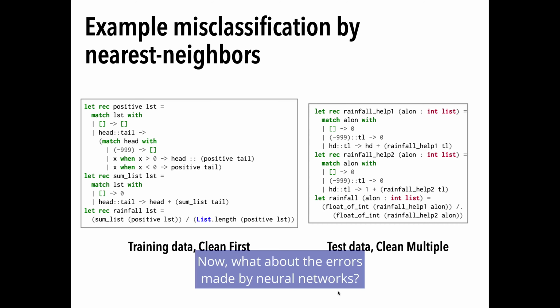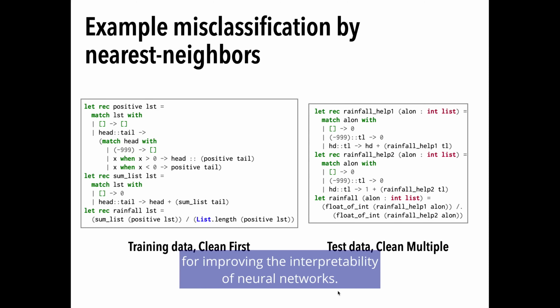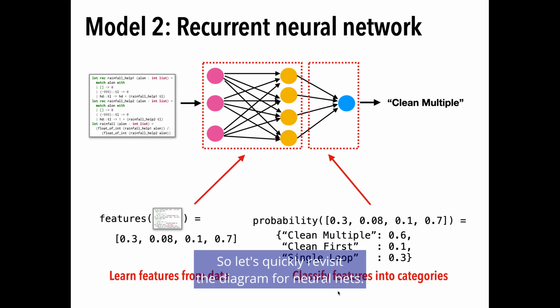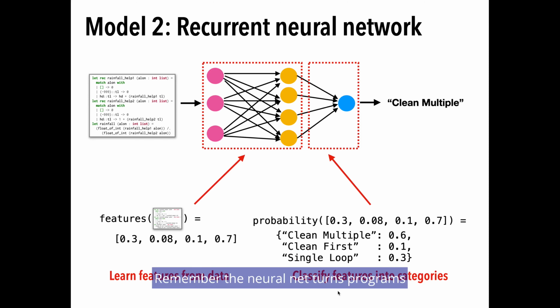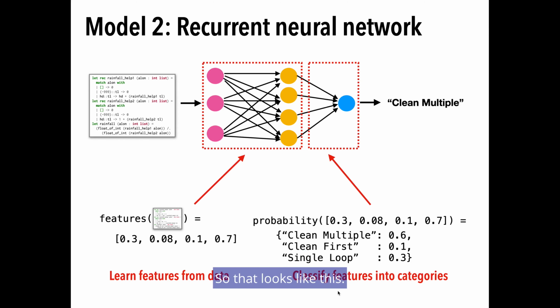Now, what about the errors made by neural networks? Well, as I mentioned, it's an inherently hard problem to understand why a classifier performs the way it does. But there are methods out there for improving the interpretability of neural networks. So let's quickly revisit the diagram for neural nets. Remember that the neural net turns programs into a bag of numbers. This is the set of learned features. So in practice, this is a bag of 500-ish numbers or more. Now, one technique for interpreting this number bag is to reduce its dimensionality from 500 to 2, and then plot our dataset on these dimensions. So that looks like this.